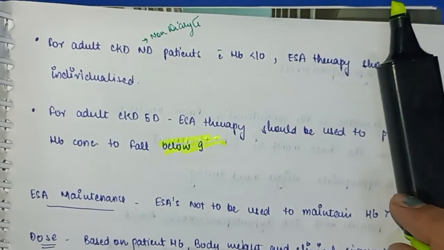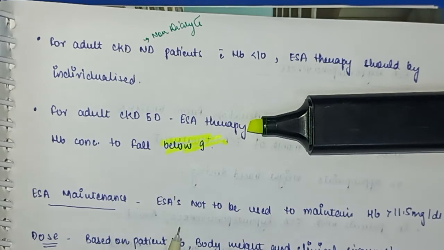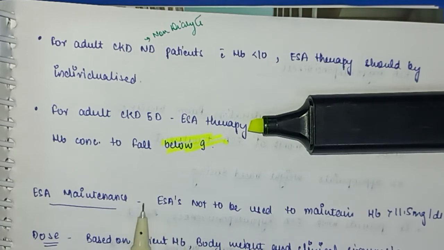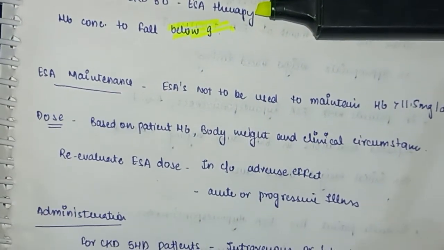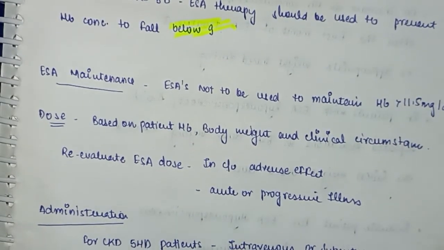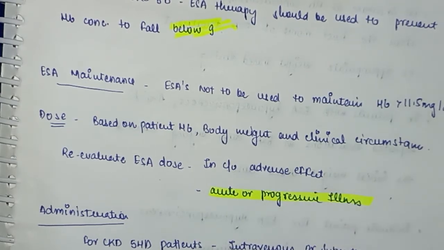Then how to maintain the ESA therapy? ESA therapy is not to be used to maintain hemoglobin above 11.5 gram per deciliter. We have to use ESA therapy to prevent it from falling below 9, and we should also have a target to maintain the hemoglobin less than 11.5. So the dose should be individualized based upon the patient's hemoglobin, body weight and clinical circumstances. Re-evaluate the ESA dose in case of any adverse effect or any acute or progressive illness and inflammatory condition the patient is having, to adjust the dose accordingly.